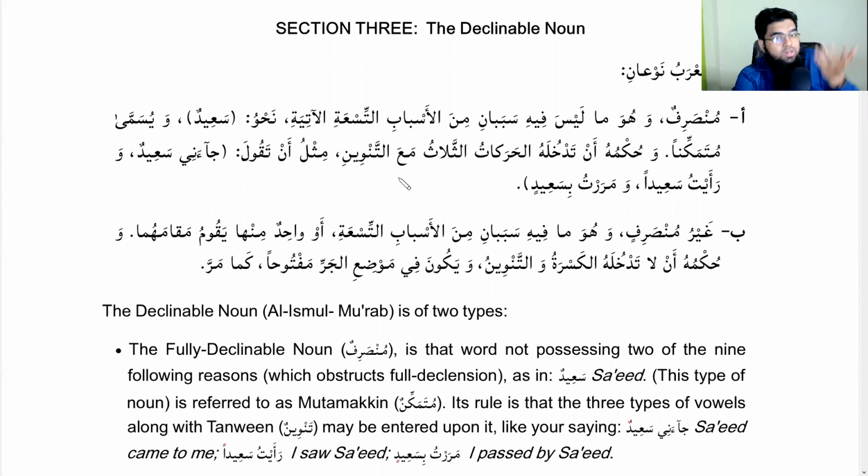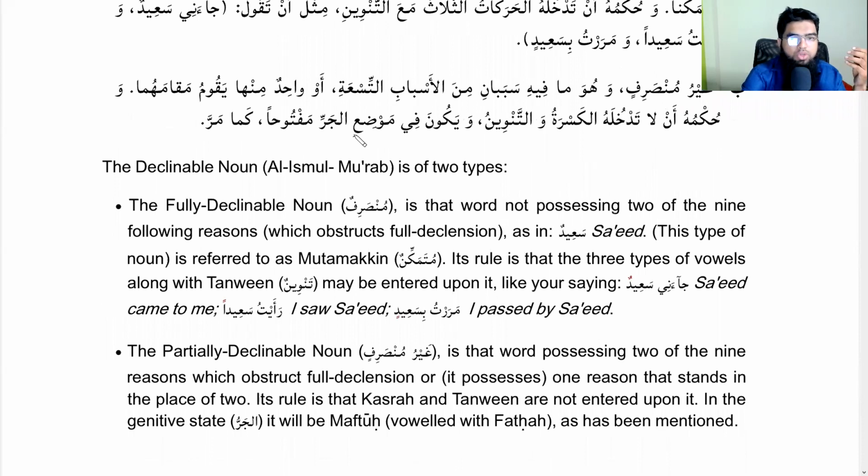So what is its ruling? What's the benefit of learning this? The ruling is that all three types of vowel along with tanween may enter it. So you can put tanween. All the three types of vowels. What are the three vowels? Fatha, Dhamma, Kasra. You can put, مثل أن تقول جاءني سعيد. You put a dun, two dhammas. ورأيت سعيدا. I saw Sa'id. Then you put two fathas. Marartu bi Sa'idin. I passed by Sa'id. You put everything here, right?